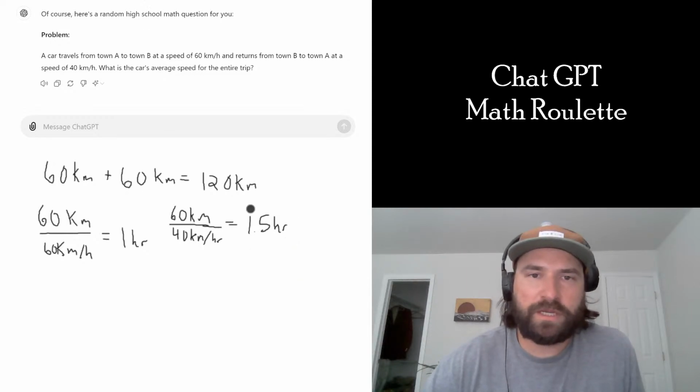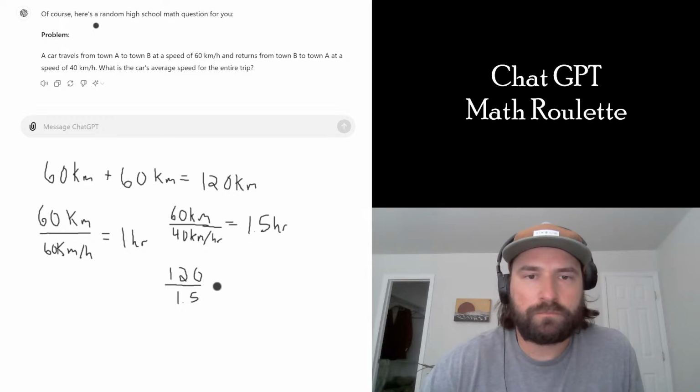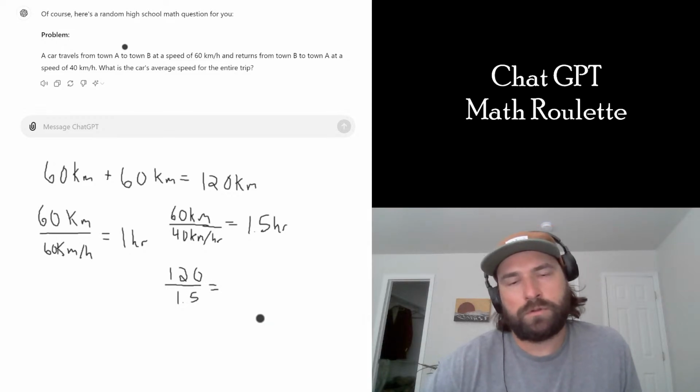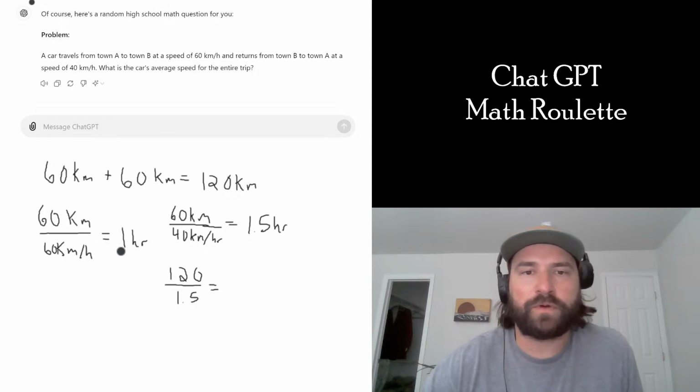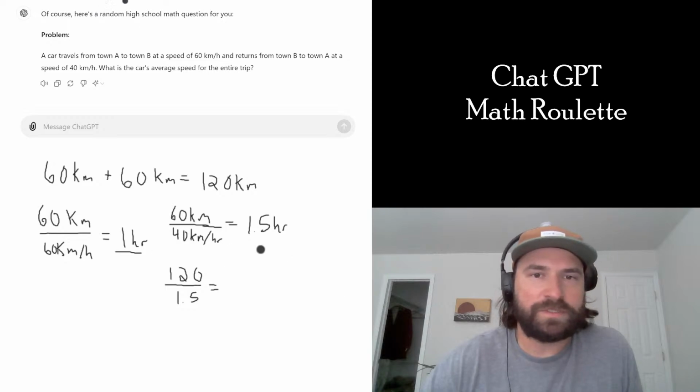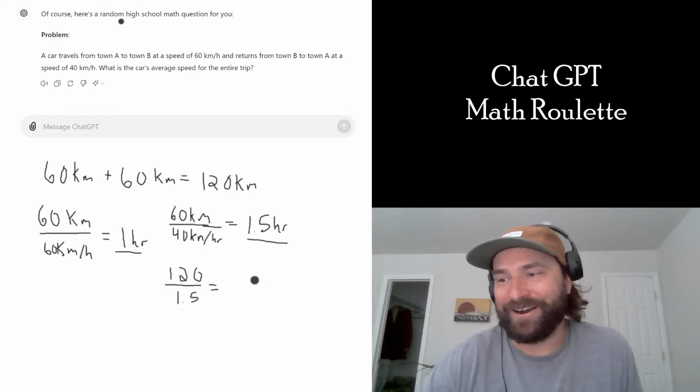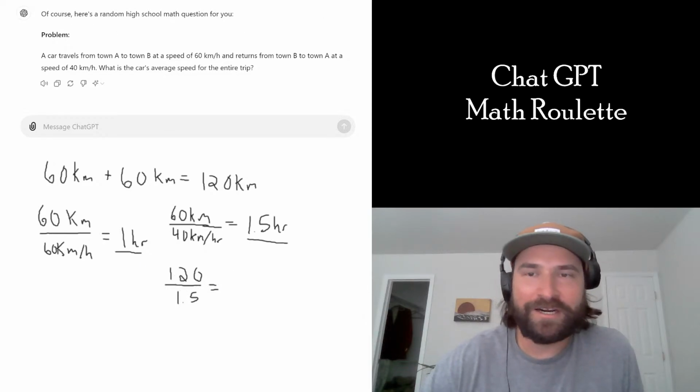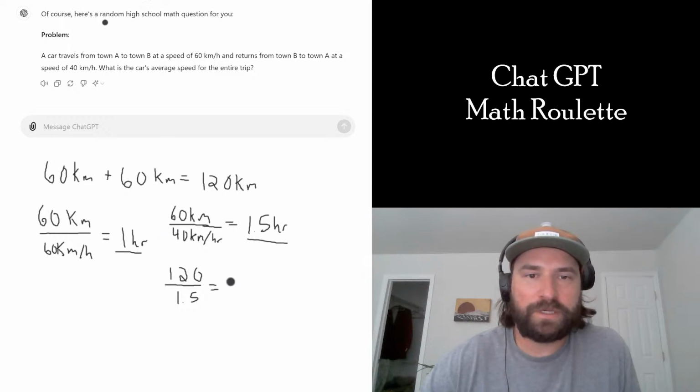And then to calculate speed, we do the distance they traveled over the time it took them, which is 120 divided by 1.5. Oh, sorry, divided by 2.5. So I have to add these two. This is a terrible video. All right. Getting into the swing of things here. Trying a new thing. All right, 1 hour plus 1.5 hours equals 2.5.